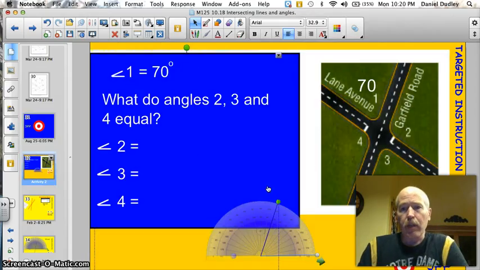Let's do this thing. Recognize this problem? Yeah, it's from last night. Remember Lane Avenue and Garfield Road? And we found out that we had adjacent angles and vertical angles. Well, tonight we're going to work on finding the measure of them.